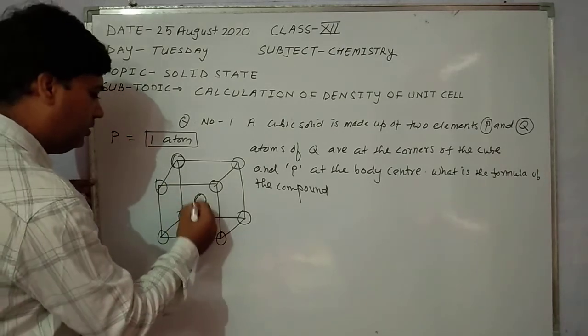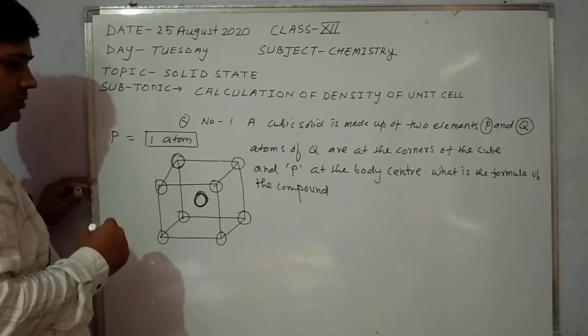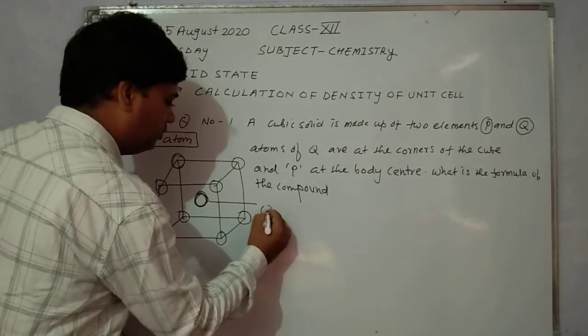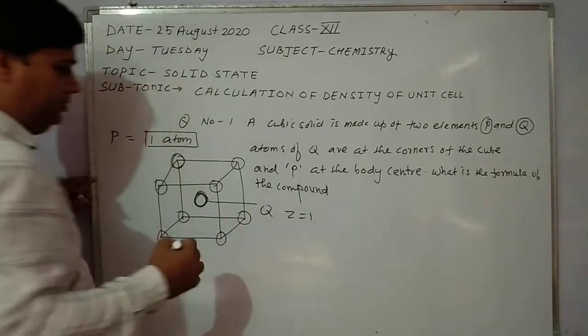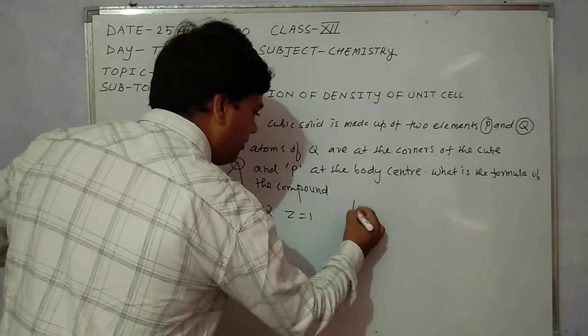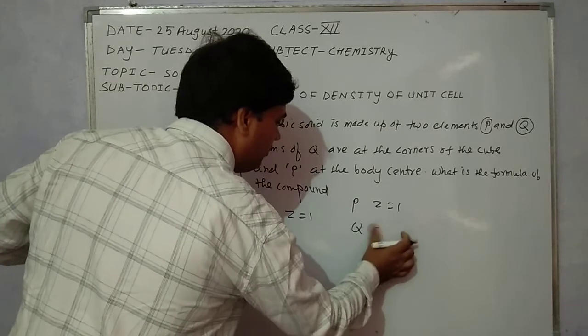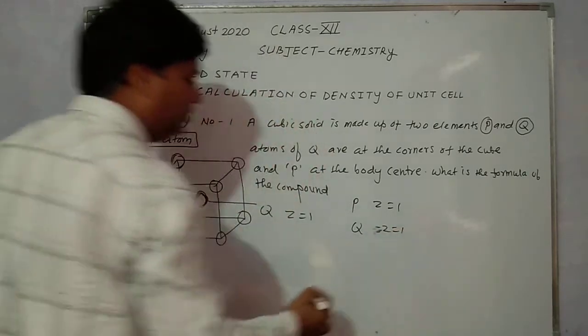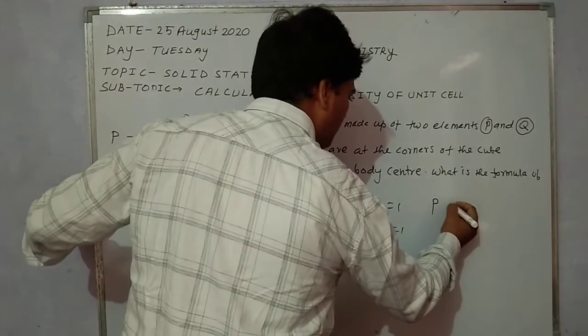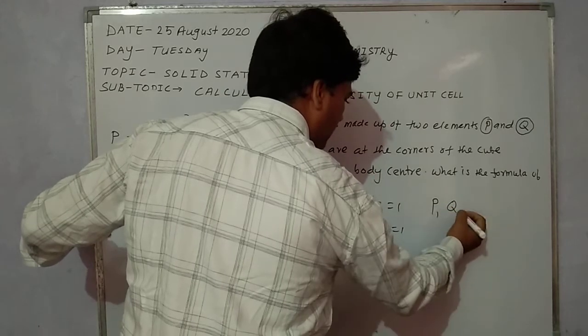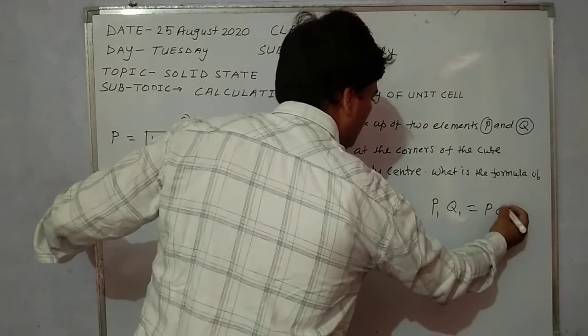Atom P is at the body center. So for P, Z is equal to 1. For Q, Z is equal to 1. So the formula is P1Q1, that is PQ.